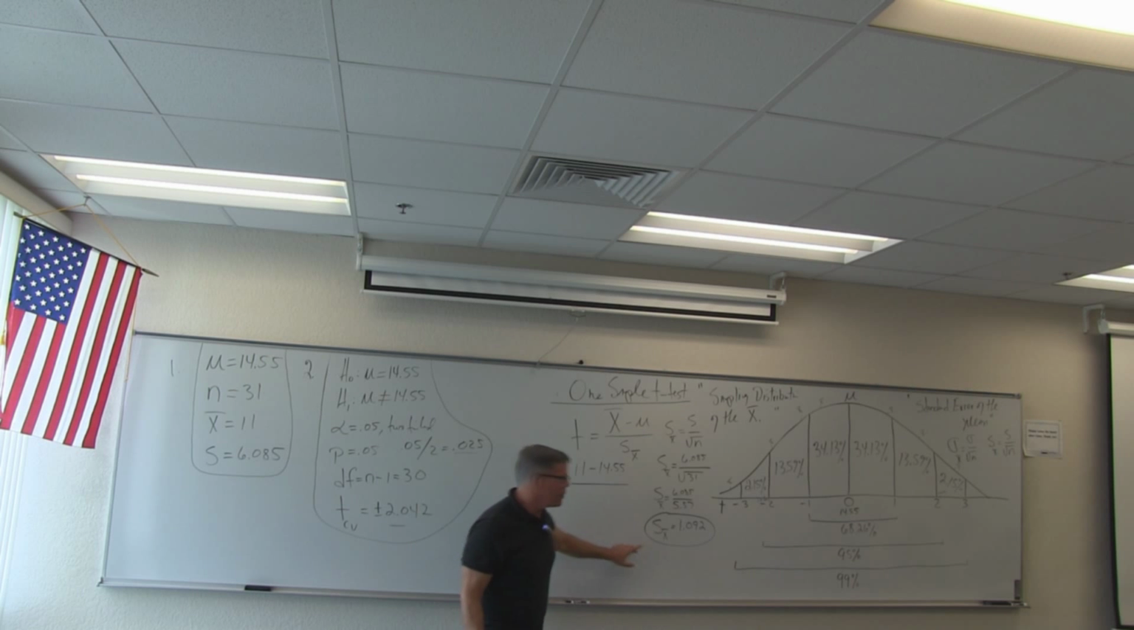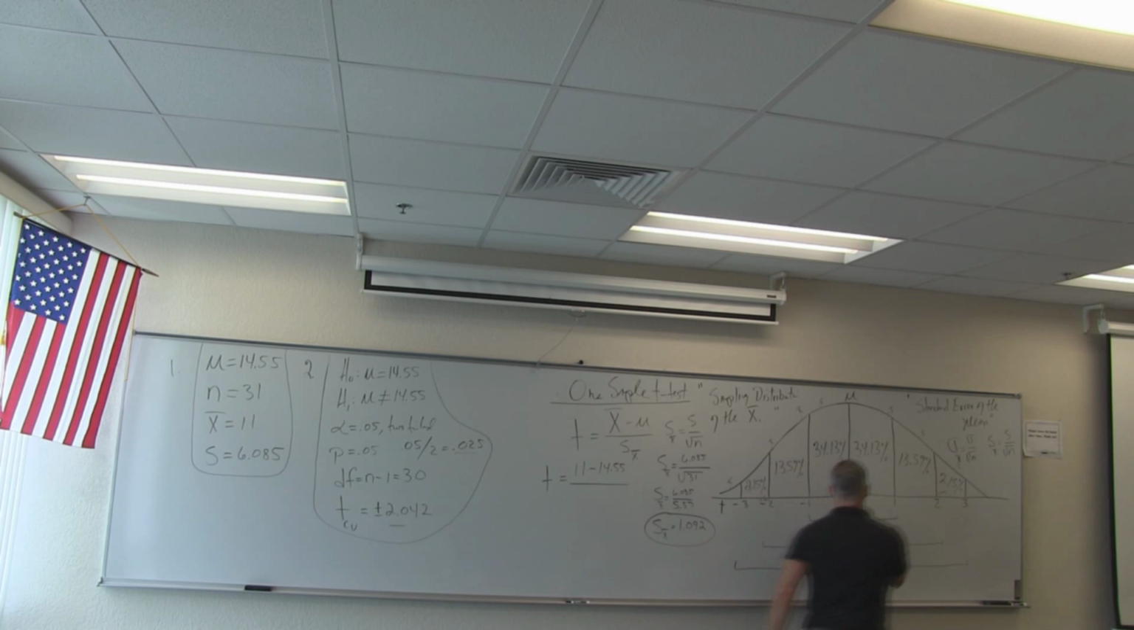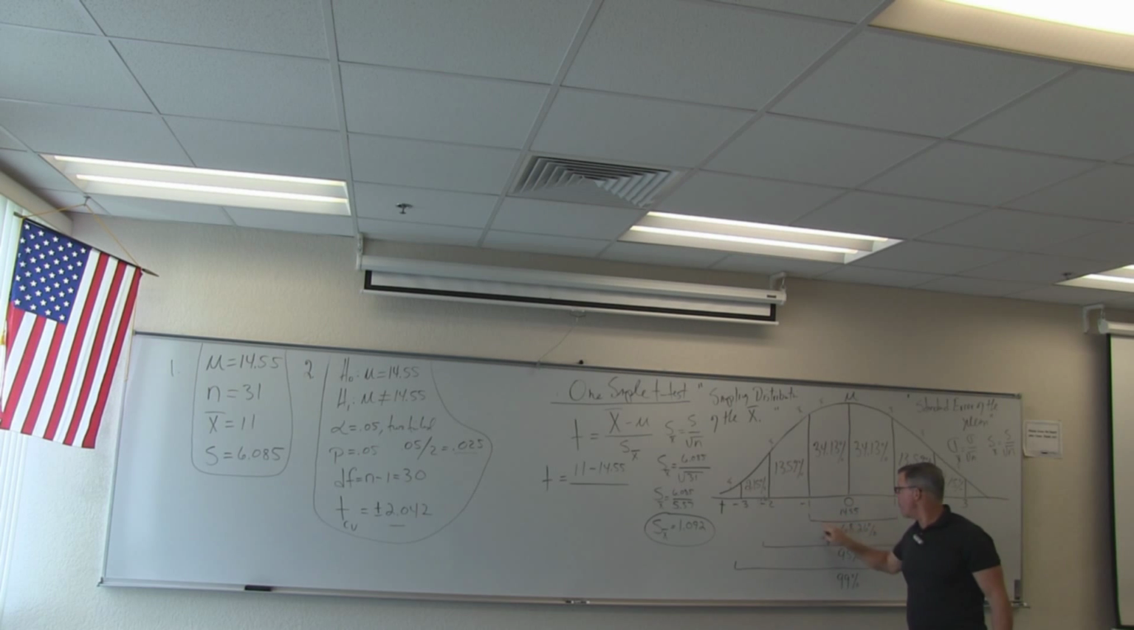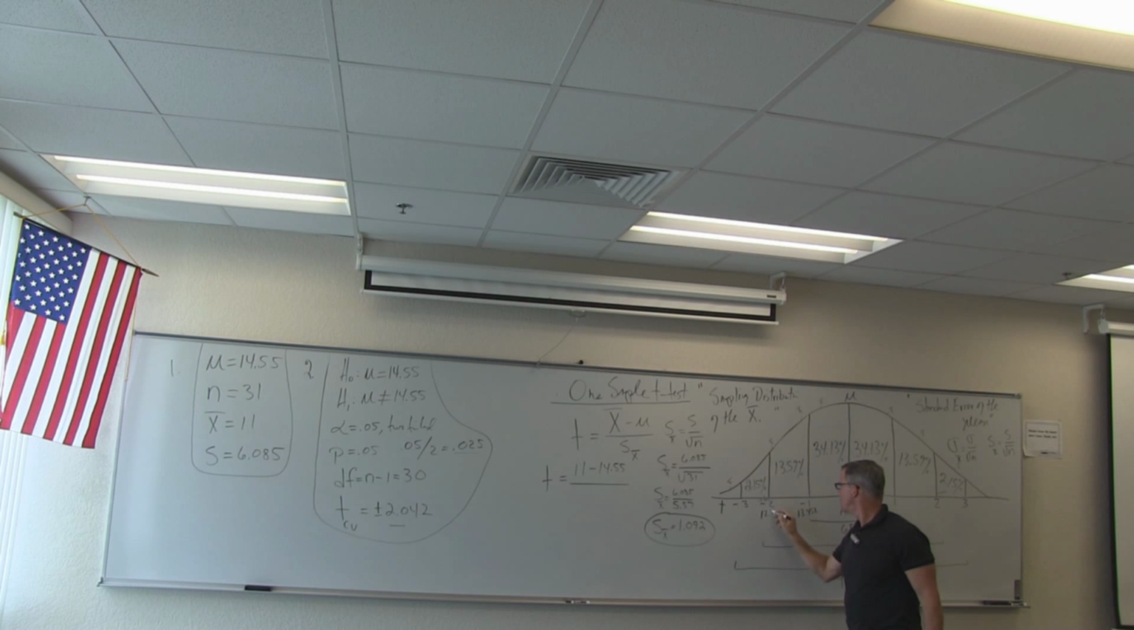1 t unit equals 1.092. So we'll just do what we do. Somebody help me with their calculator. 14.55 minus 1.092? 13.458. Minus 1.092? 12.366. Minus 1.092? 11.274. Great.